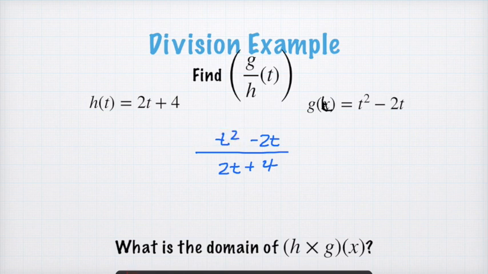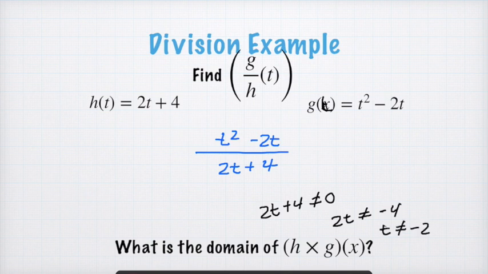We also need to check the domain. So we need to make sure that this denominator is never equal to 0. And the way we do that is 2t plus 4 cannot equal 0, and we'll solve this equation. So we have 2t cannot equal negative 4, and then t cannot be equal to negative 2, which means the domain of this is that t cannot equal negative 2. It can be any other number, it just cannot be negative 2 because then it breaks the function.